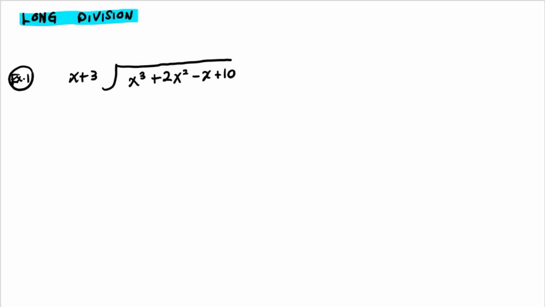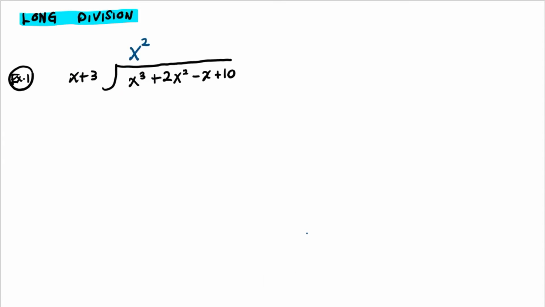Alright, let's see when we apply these theorems. For example, suppose we divide x to the power of 3 plus 2x squared minus x plus 10 by x plus 3. We can use the first concept here, the method called long division. So now we will divide. We consider the first part: x to the power of 3 divided by x. We'll have x to the power of 2.